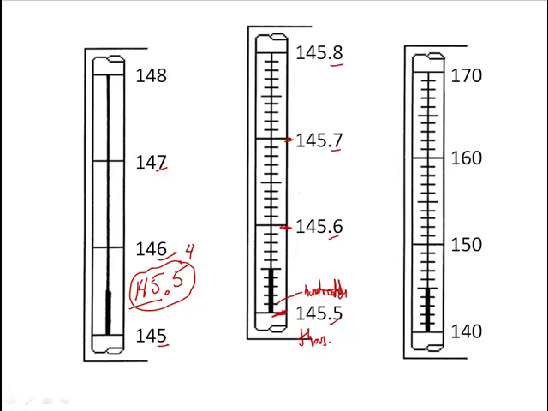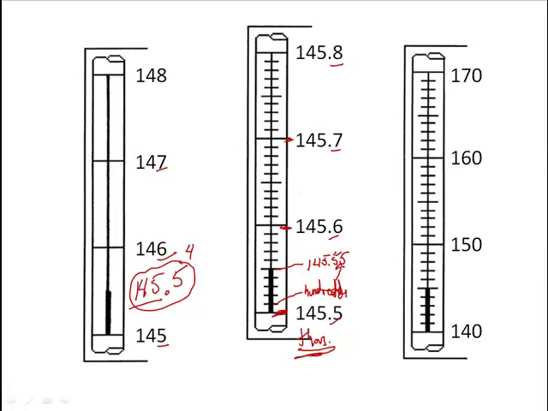I know it's at least this mark. That's going to be 145.5, 1, 2, 3, 4, 5. 145.55. Okay, so down here is 145.5, and then this is going to tell me the hundredth spot. So that's how I got that number right there.